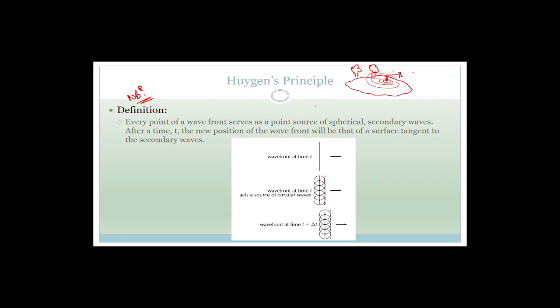That's Huygens' principle, and unfortunately this is the definition you need to learn. What's important is that the science department thinks that, since there are so few rules and definitions that have to be learned perfectly in science, they want all the definitions and rules to be learned perfectly. So you need to study it. It says: every point of a wavefront serves as a point source of spherical secondary waves. After a time t, the new position of the wavefront will be that of a surface tangent to the secondary waves.